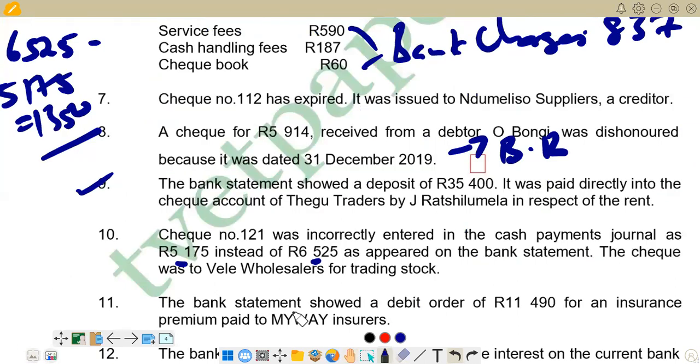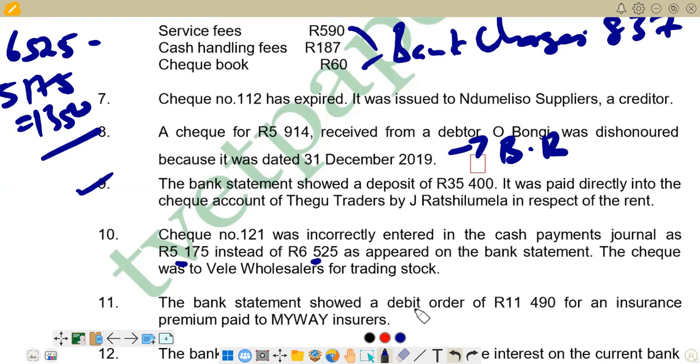We've got 11. This is saying the bank statement showed a debit order of 11,490 for an insurance premium paid to My Way Insurers. So there's a debit order. Remember what happens on a debit order? What is being debited on the bank statement is a payment, which is recorded on the credit side of our journals. So when a debit order is processed, it's only processed at the bank. In the ledger, it will be missing. So we need to put it in the ledger.